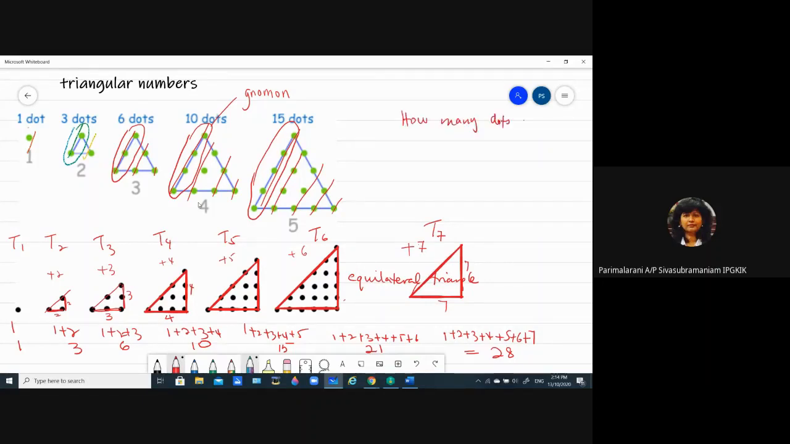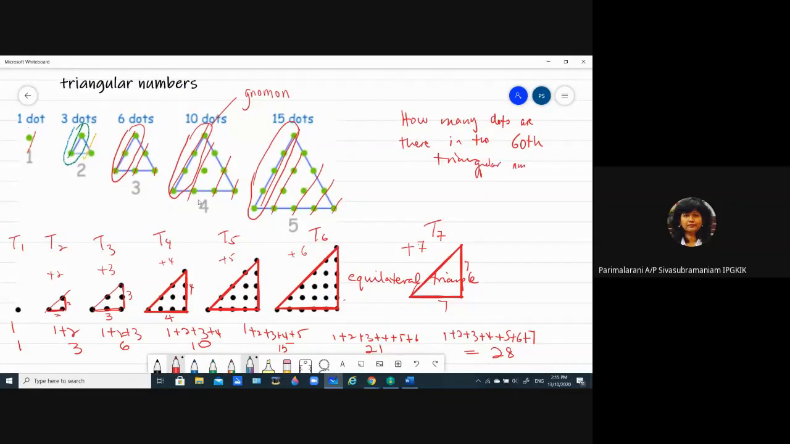So now, how many dots are there in the 60th triangle? Can anyone tell me that? How many dots are there in the 60th triangle? We can say the 60th triangle, or I put it like this, triangular number, okay?